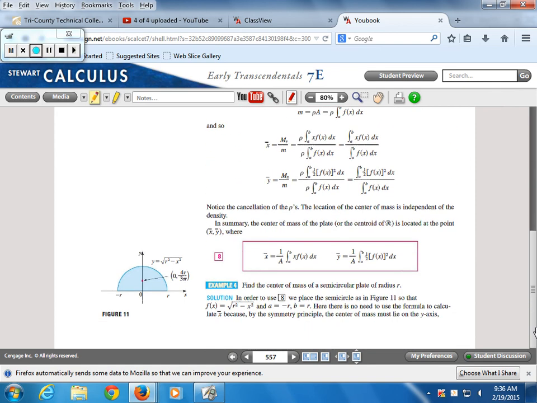All right, let's take something simple. I've got this one in my notebook right here. Find the center of mass of a semicircular plate of radius r, and that's all they give you. They give you the function f of x is equal to that. So take that and see what you can do with it, and I will try to find you another example.